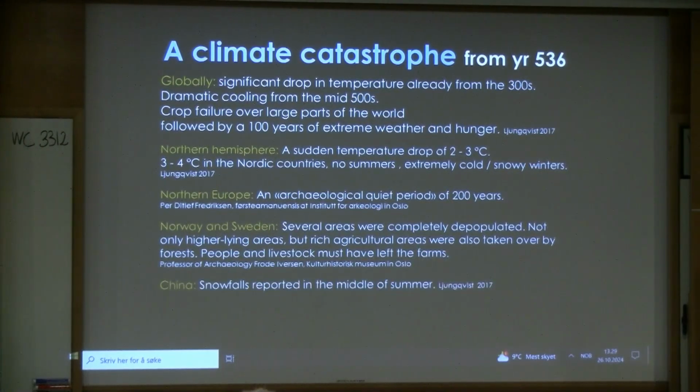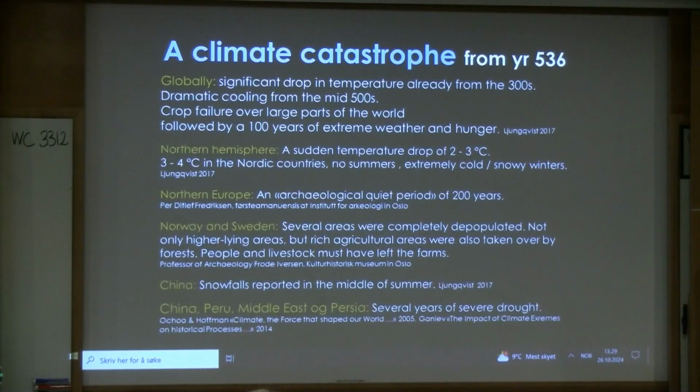There are reports from this period from China of snowfalls reported in the middle of the summer. And in China, Peru, the Middle East and Persia, we know there were several years of severe drought.